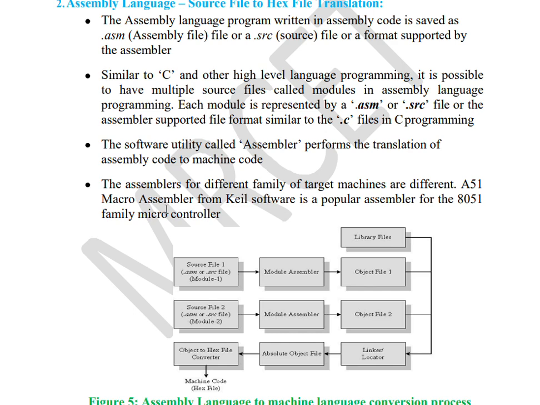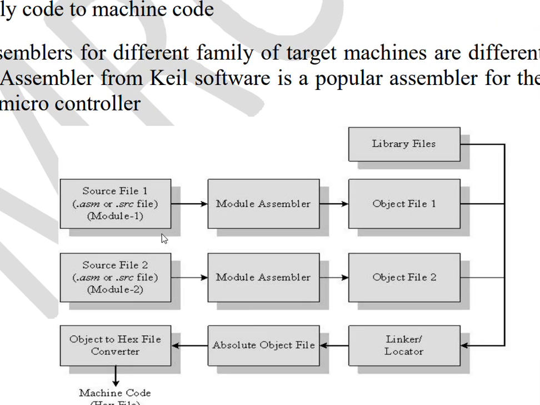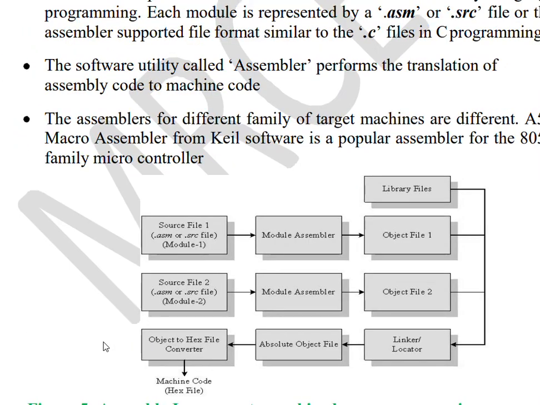And next is assembly language source file to hex file translation, which is the assembly language to machine language conversion. Here you can see source file 1 and source file 2 use the module assembler to convert to object files, and then the object files are linked with the library files using the linker or locator, and then the absolute object file is generated. After that, it is converted into hex code or machine code using the object to hex file converter.